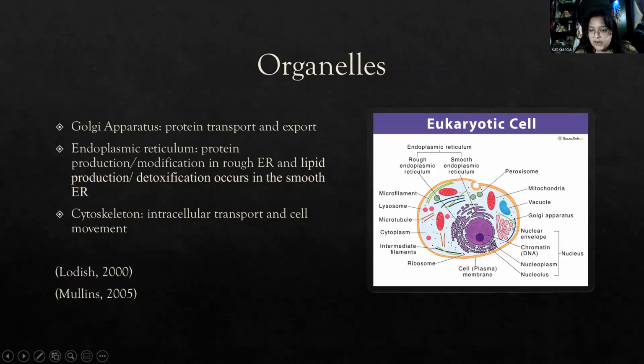Smooth ER occurs here. If you can't see my mouse, the picture is labeled. So the smooth ER and the rough ER. Again, that's where lipid production and detoxification occurs in the smooth, and then protein production occurs in the rough ER. Lastly, we have the cytoskeleton, which is the intracellular transport as well as cell movement. This is where this occurs.